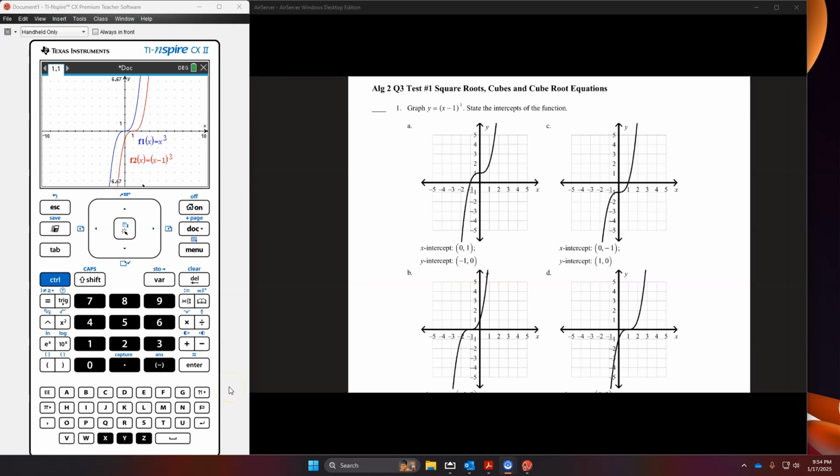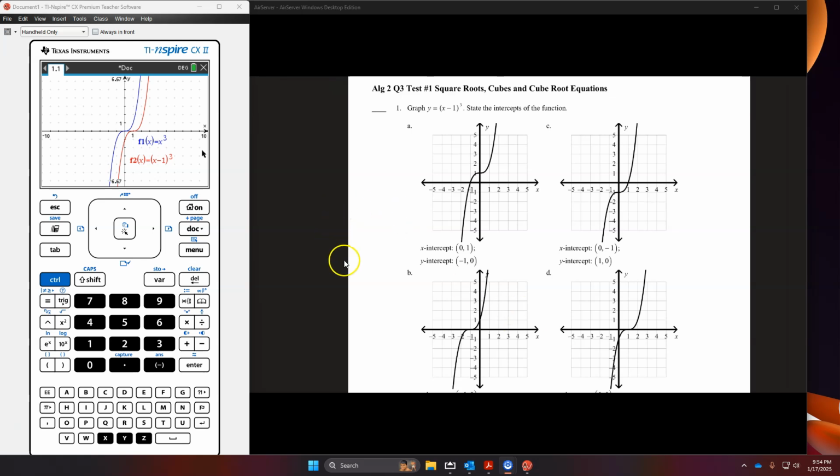We'll be going over the exam review. Number one, it says graph y equals (x minus 1) to the third power. State the intercepts of the function. And you notice that the parent function is the blue, and then the red is the new function, and it's shifted to the right. So the other one that's shifted to the right is D.